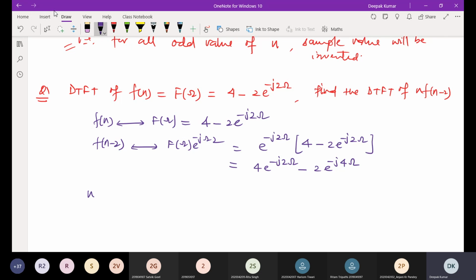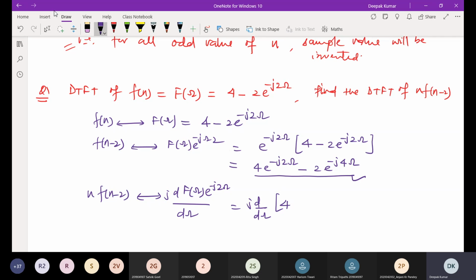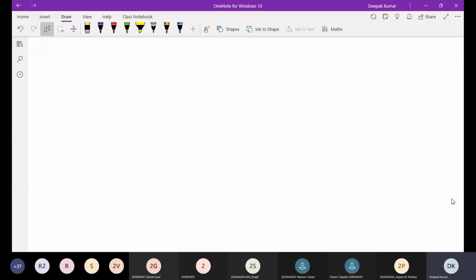Now it is multiplied by n. So what is the effect? It will be differentiated with respect to omega. Now this whole term is differentiated with respect to omega: 4 e to the power minus j 2 omega minus 2 e to the power minus j 4 omega. Try to solve and see the result. This type of use of the properties of Fourier transform you should know.